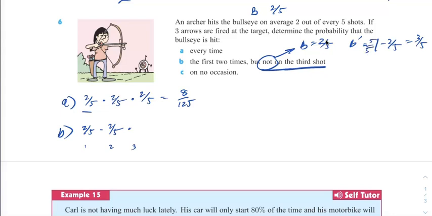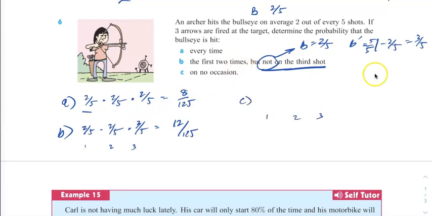Right, common denominator. Or basically just what's opposite of 2/5? 3/5. So 3 out of 5. In this case, we get 2 times 2 is 4, 4 times 3 is 12, out of 125. And then the last one here, on no occasion, so all 3 times we missed the bullseye.